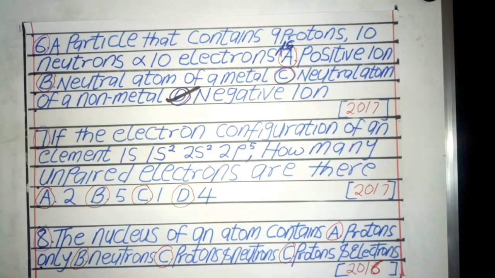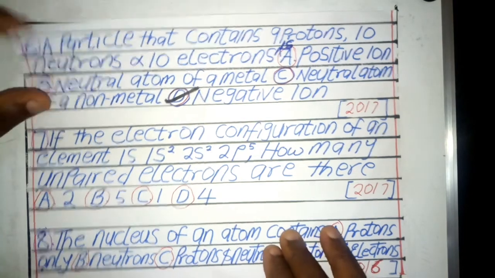Then the next question. If the electron configuration of an element is 1s2, 2s2, 2p5, how many unpaired electrons are there? We have A, 2, B, 5, C, 1, and D, 4. Let's go over this.